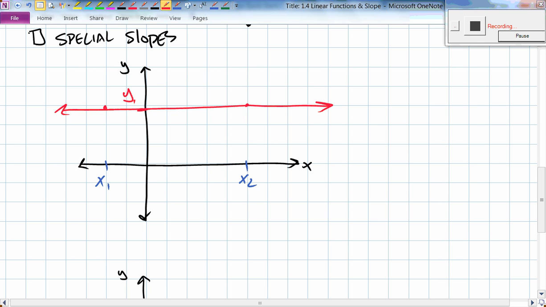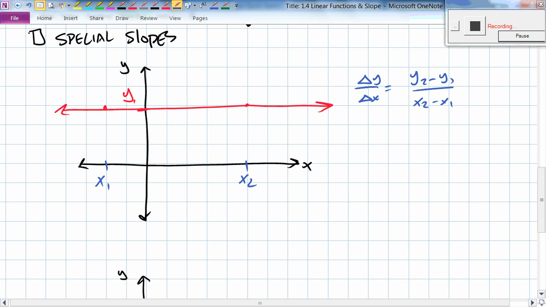So how would you describe this line? What type of line is it? It's a horizontal line, right? Think of the horizon. It goes left to right. It's a horizontal line. Okay, let's try and calculate its slope. So the slope is delta y over delta x, which means y2 minus y1 over x2 minus x1.